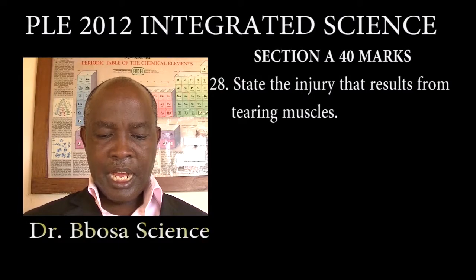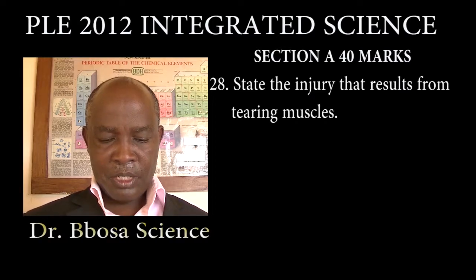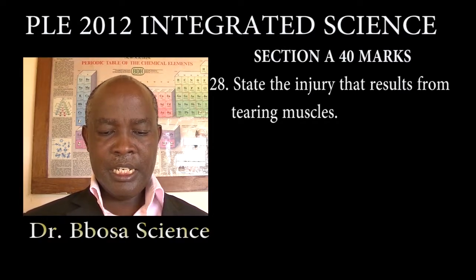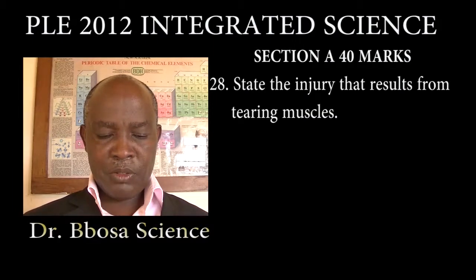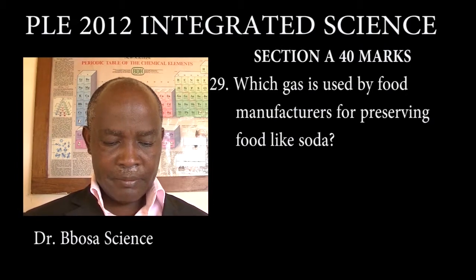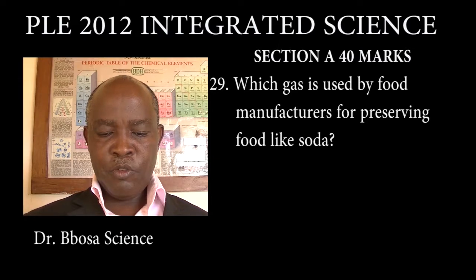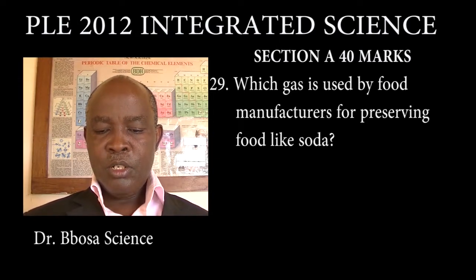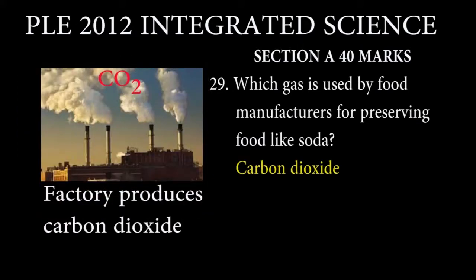Number 28. State the injury that results from tearing of muscles. That is strain. Number 29. Which gas is used by food manufacturers for preserving drinks like soda? That is carbon dioxide.